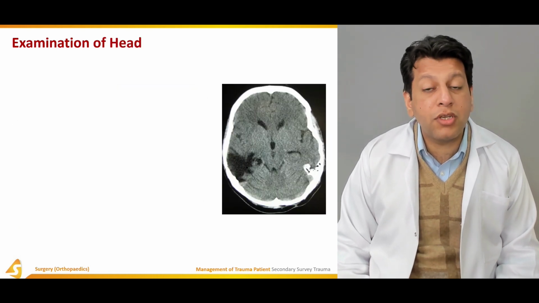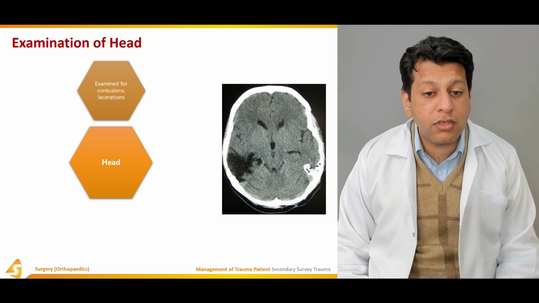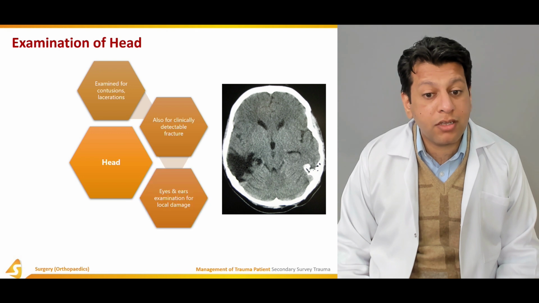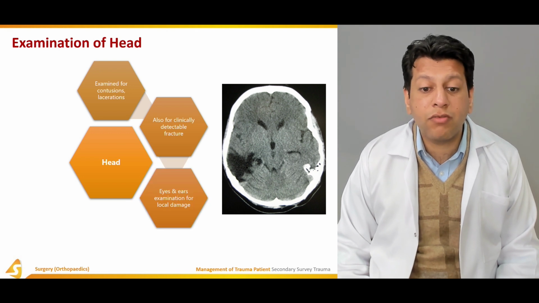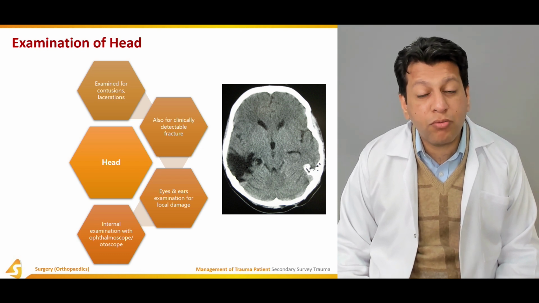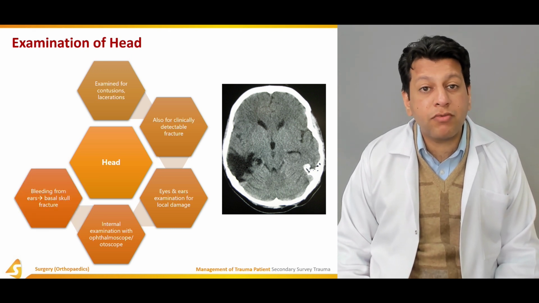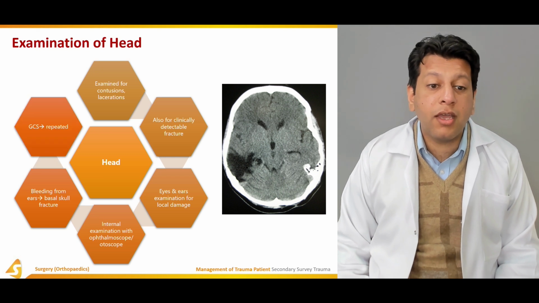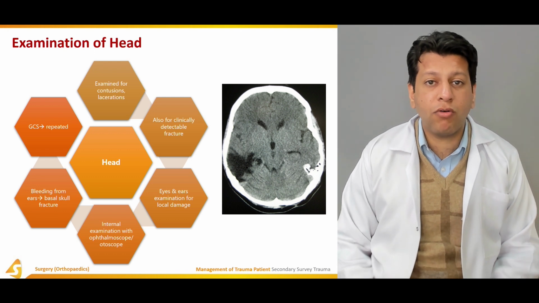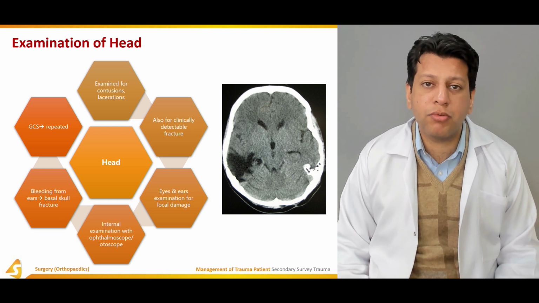Now coming to the examination of the head. The secondary survey starts from the head examination. It includes examination for contusions and lacerations, also for clinically detectable fractures, and eyes and ears examination for local damage. There may be internal examination with an ophthalmoscope and otoscope to rule out internal injuries as well. There may be bleeding from the ears, base of the skull fractures may be associated with it, and usually the GCS is repeated to assess the overall neurology of the patient as well as the head of the patient, whether there are associated problems or not.